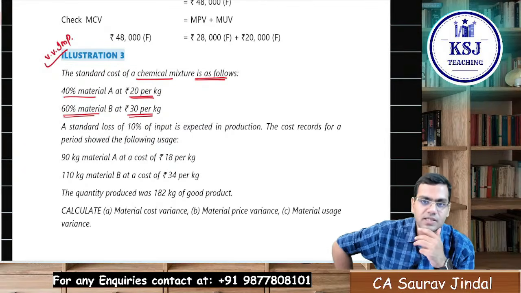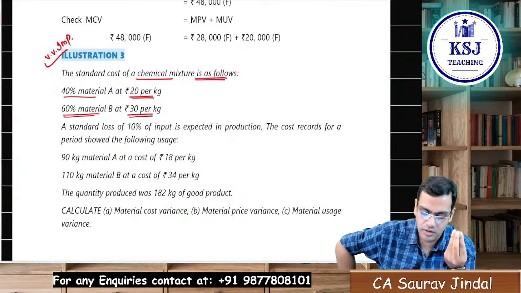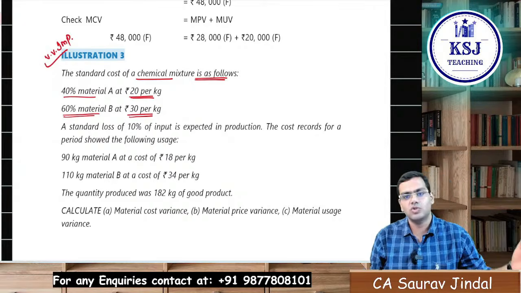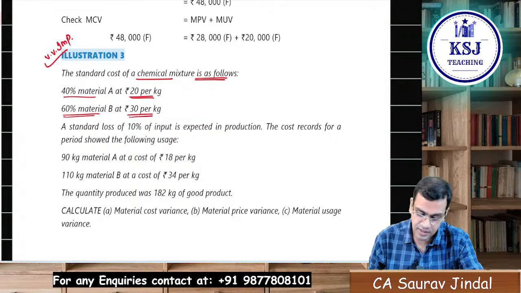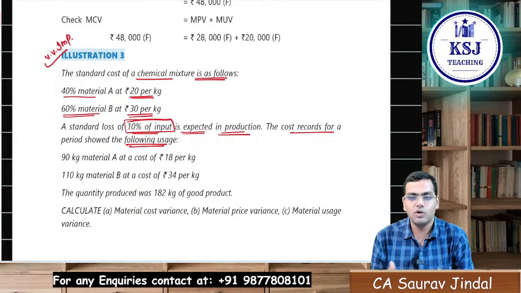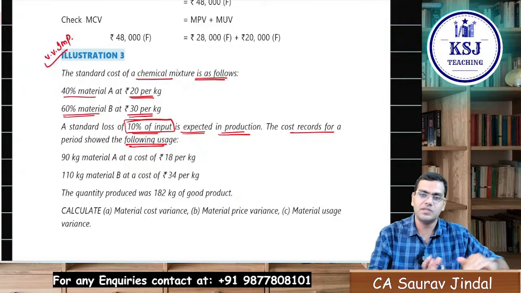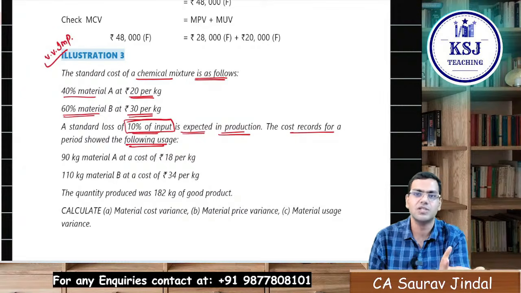So this is what is given: whatever is the standard quantity required, in that standard total quantity 40% of material A is to be used and 60% of material B is to be used. These are the standards. A standard loss of 10% of the input is expected in the production. The cost records for the period showed the following usage. Standard loss of 10% of input means that out of whatever you input, 10% will be lost during production and the remaining 90% will be your finished output.